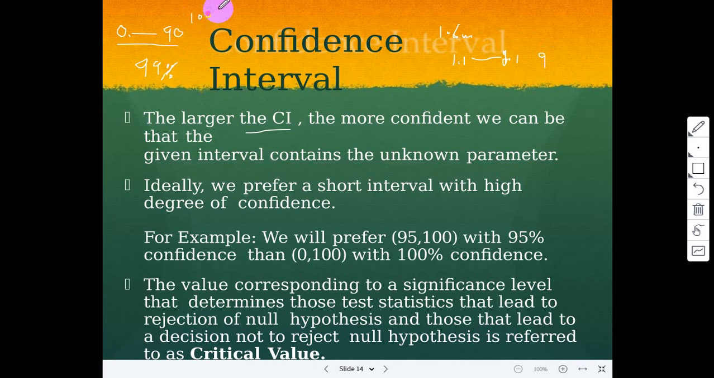Even we can say we have 100% of confidence that I will take marks between 0 and 90. Here we have the 100% confidence that the mean value of the population will be, even we can say, 100% of confidence. Now the larger the confidence interval value, the more the confidence. This sentence is the meaning. Right? What does it say below? It says ideally we prefer a short interval with high degree of confidence.